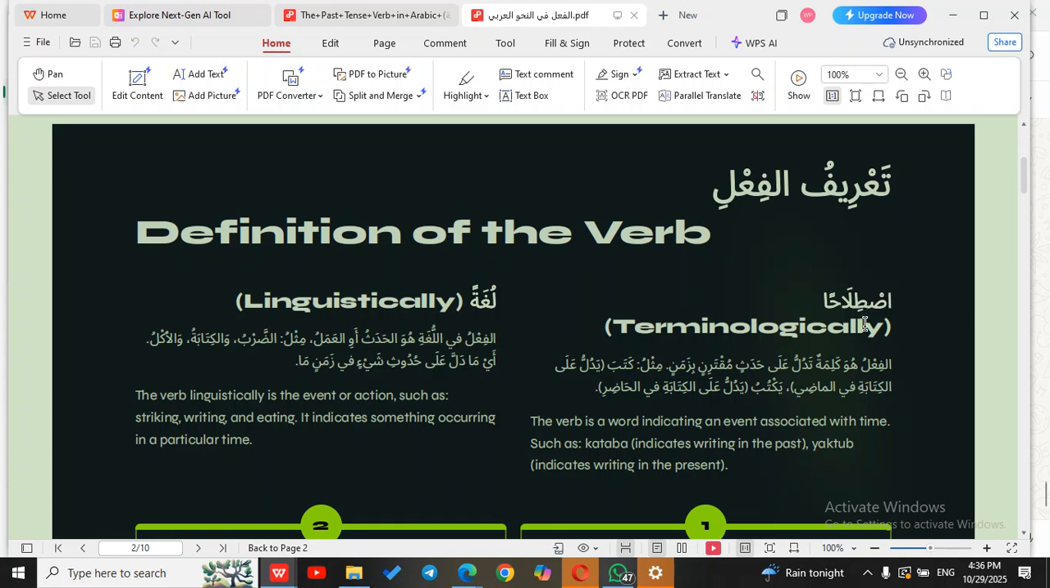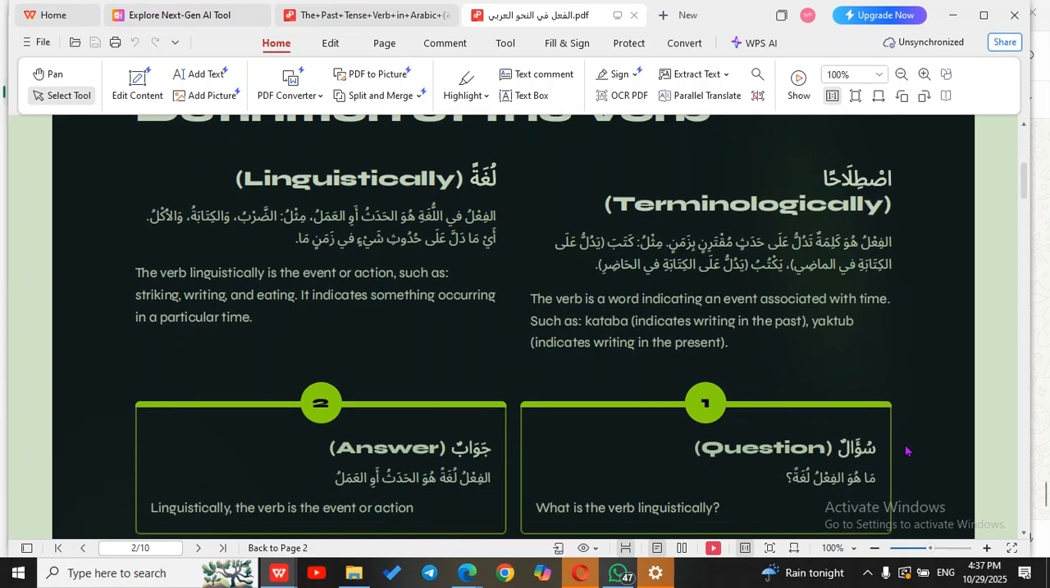Now, definition of al-fi'l istilahan, which is terminologically, al-fi'lu huwa kalimatun tadullu ala adasin muqtarinin bizaman. The verb is a word indicating an event associated with time. Yadullu ala al-kitaba fil madi, such as kataba indicates writing in the past. Yaktubu yadullu ala al-kitaba fil hadir. Yaktubu indicates writing in the present.